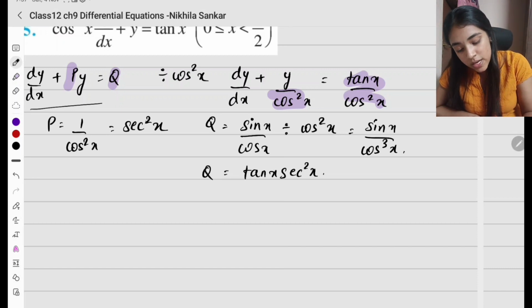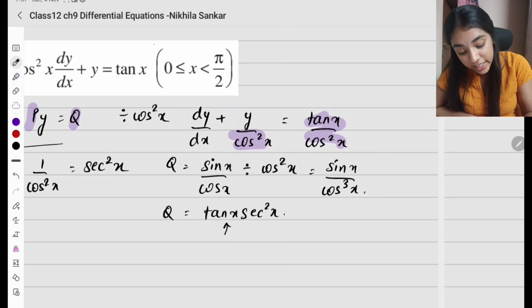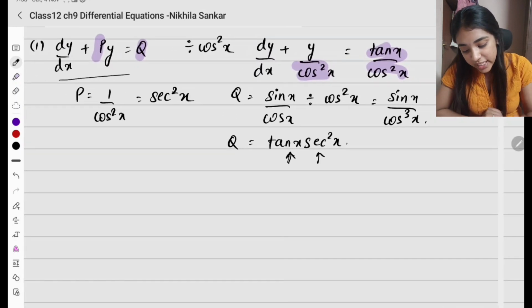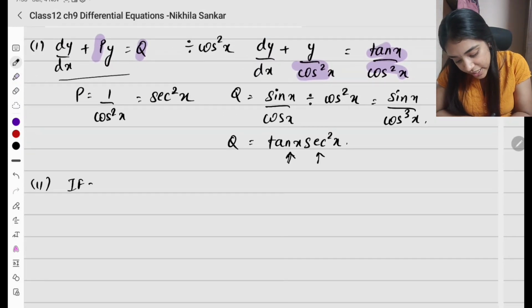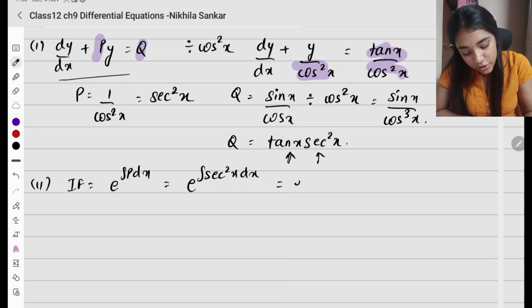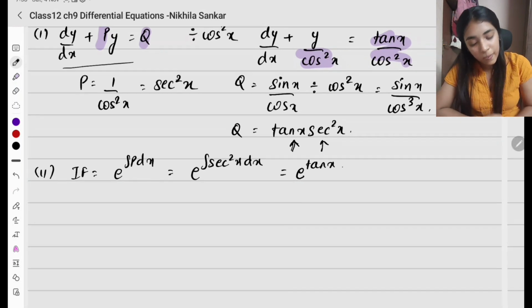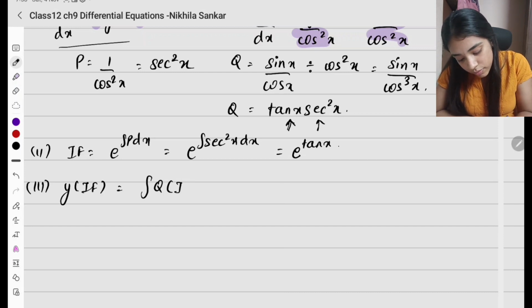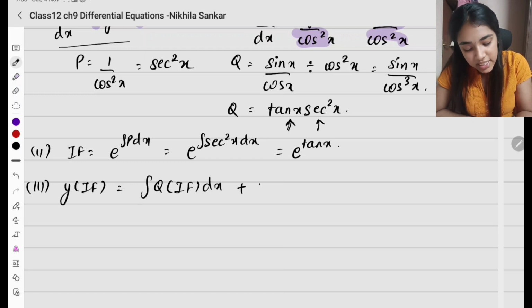Why did I write like this? I know the integration of tan x. I know the integration of secant square x is going to be tan x. Correct? So that's why I write it this way. Now what is my integrating factor? Second step. Integrating factor is e to the power of integral p dx, which is going to be e to the power of integral secant square x dx, which is going to be e to the power of tan x, as we saw in the previous question. Okay, simple.